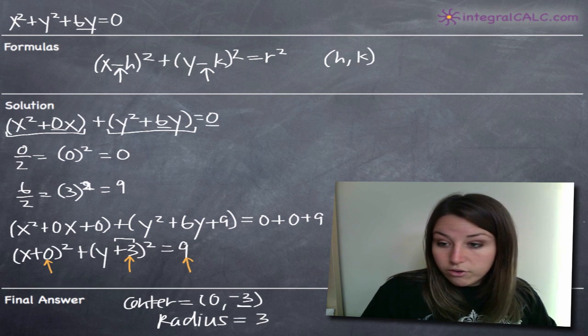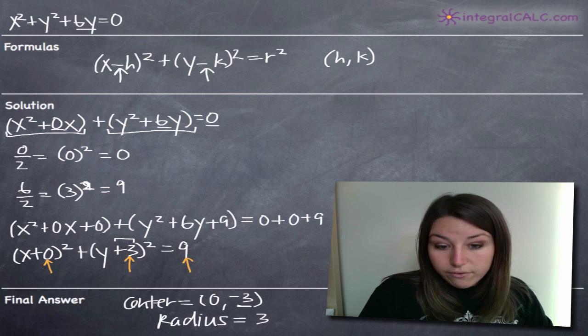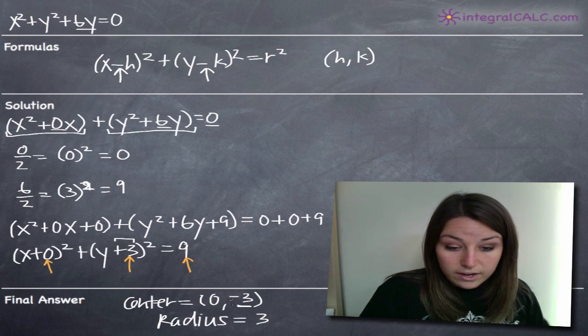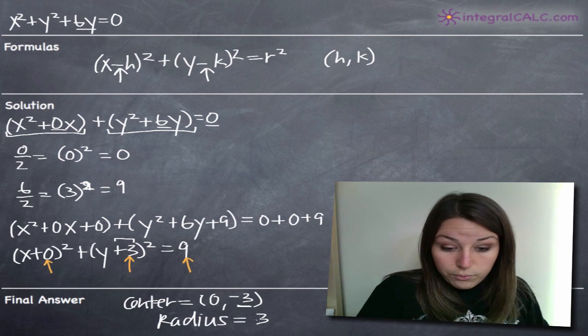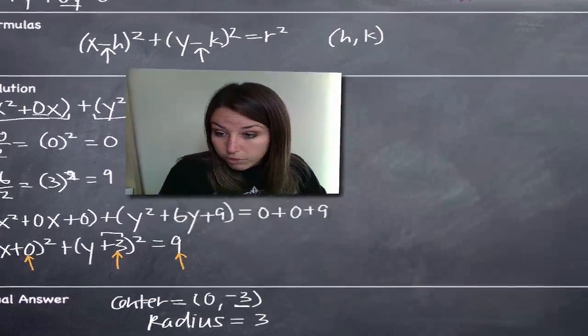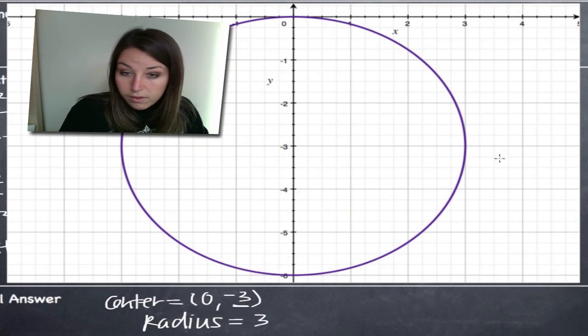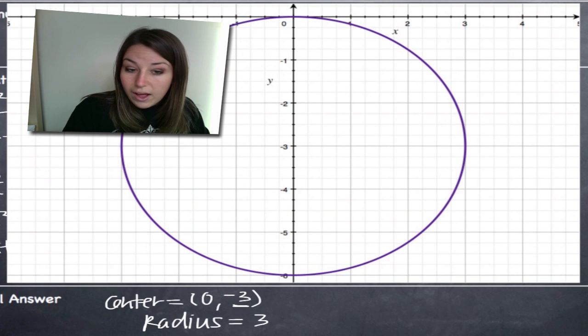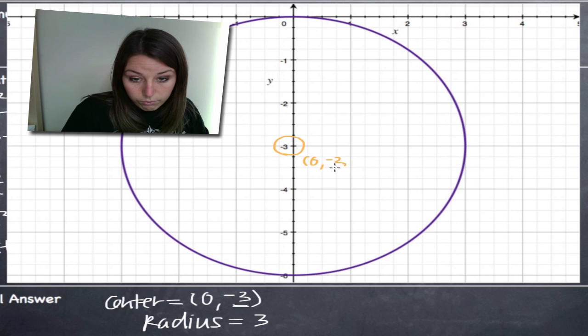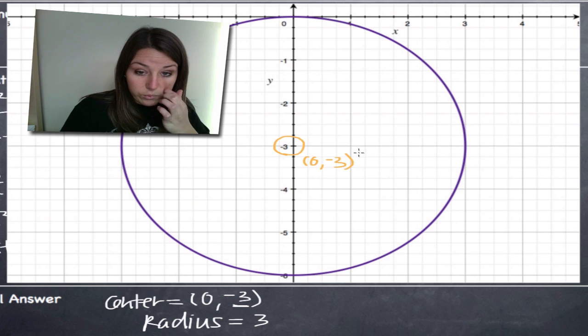Now let's take a look at what the graph of this looks like and verify that the center is 0, negative 3, and the radius is 3. If we look at the graph of our circle here, I've gone ahead and graphed it. You can see that the center is right here, at the point 0, negative 3, which is what we said our center would be.